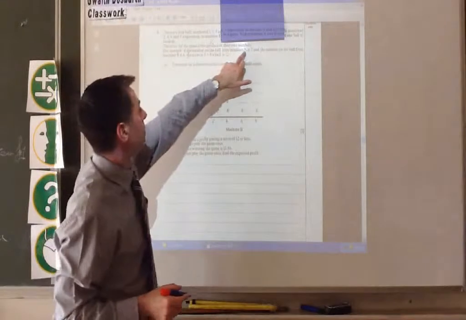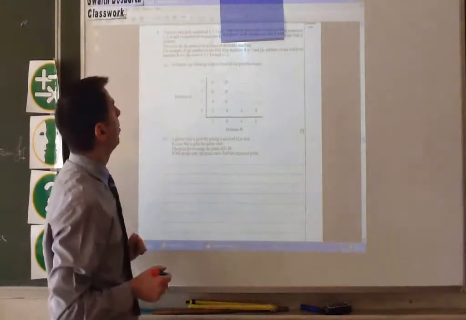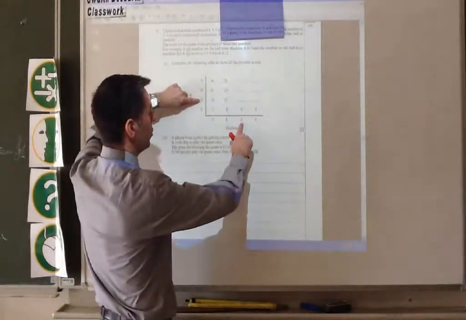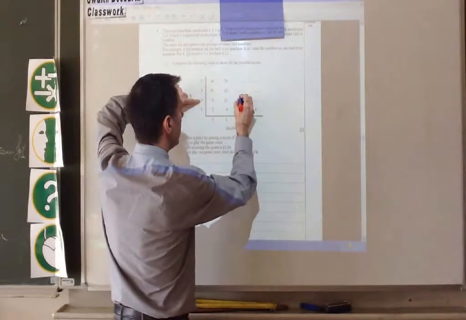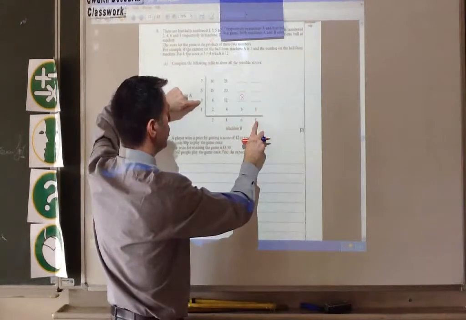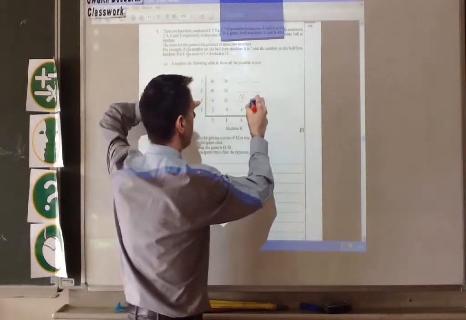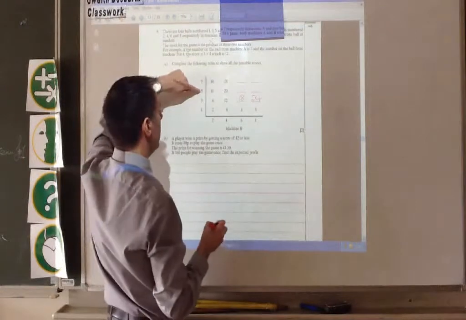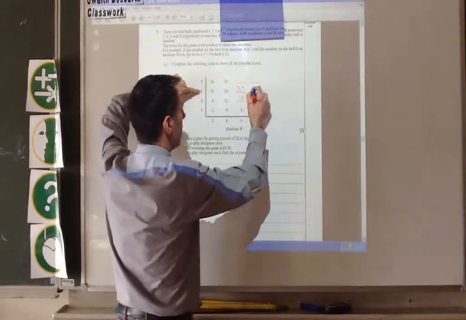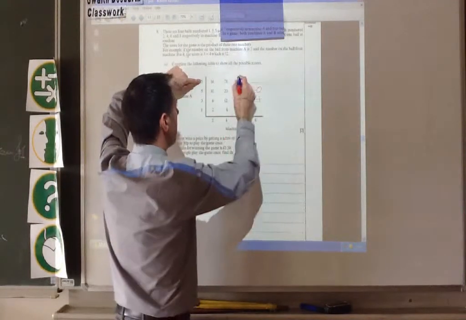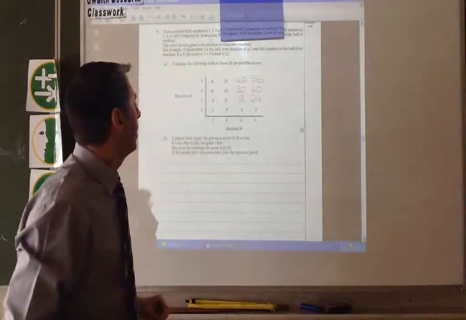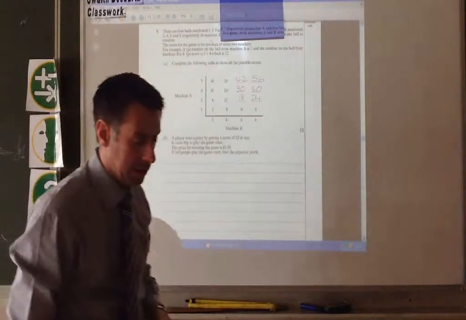Then it gives you a little example. For example, if you score 3 on machine A and 4 on machine B, then you multiply the two together to give you 12. So machine A is 3, machine B is 6, 6 threes are 18. Machine A again is 3, machine B is 8, 8 threes are 24. Machine A is 5, machine B is 6, 5 sixes are 30, 5 eights are 40, 7 sixes are 42, and 7 eights are 56. So just simply multiplying those will gain us 2 marks in the exam.